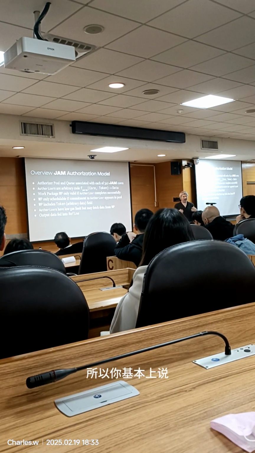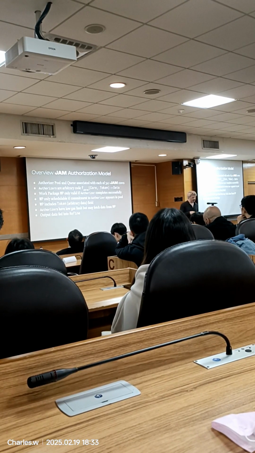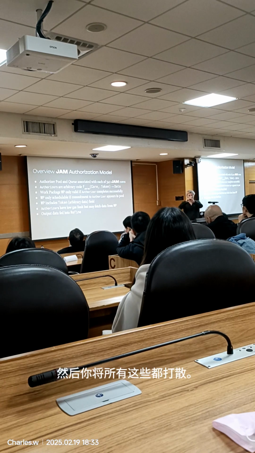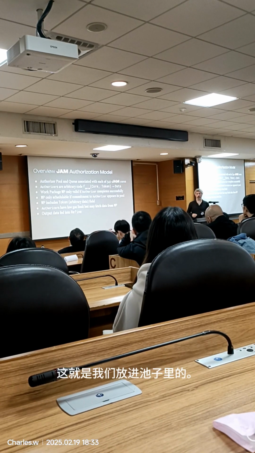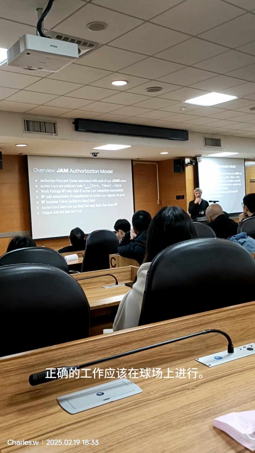So you basically say, I want this function, the thing that authorizes the work that I want done, and it should be parameterized in this way, and then you hash all of that, and that's what you put in the pool. That's how JAM knows how to recognize the right work to be doing on the core.